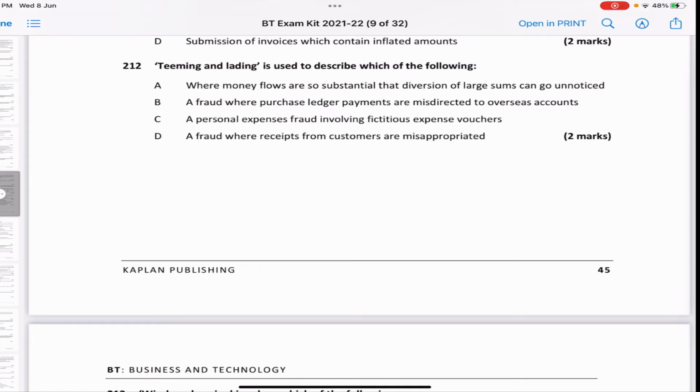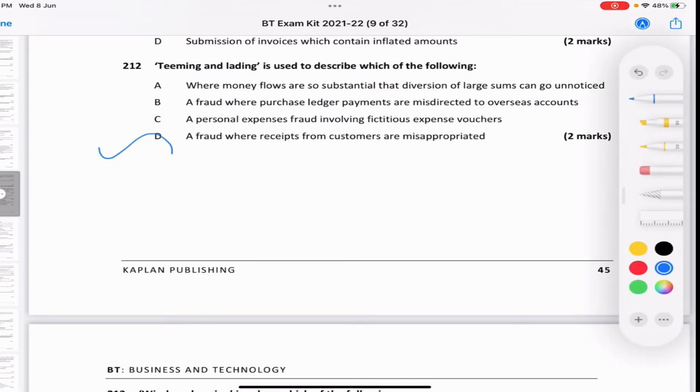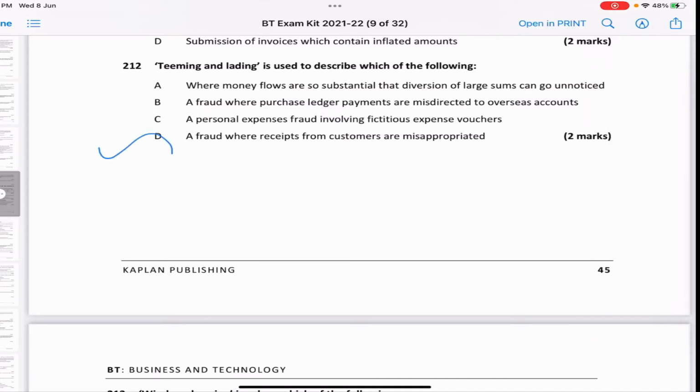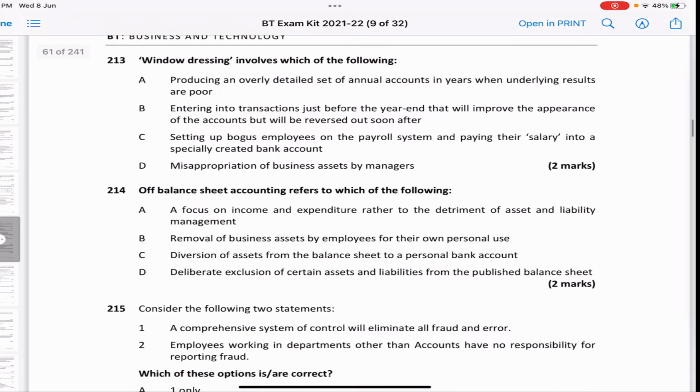Teeming and lading is used to describe which of the following? A fraud where money flows are so substantial that diversion of large sums can go unnoticed. A fraud where purchase ledger payments are misdirected. A personal expenses fraud involving fictitious expense vouchers. A fraud where receipts from debtors, yes, you remember the debtors one, right? So it is obviously the receipts, they are getting misappropriated.